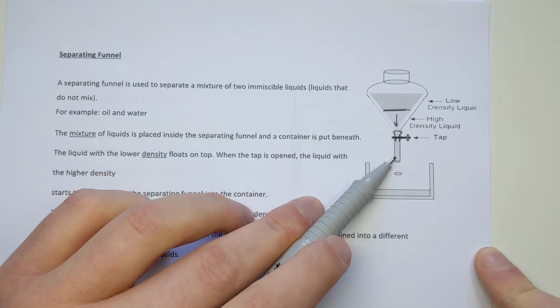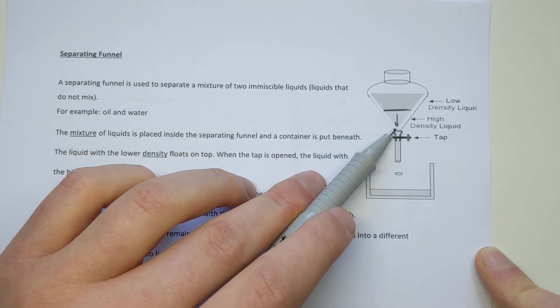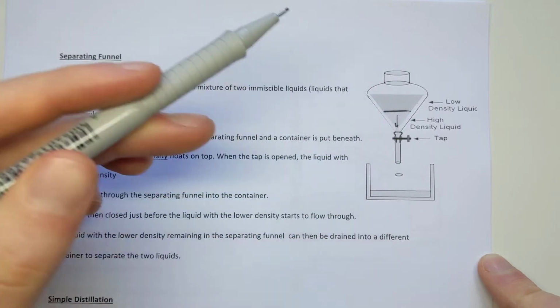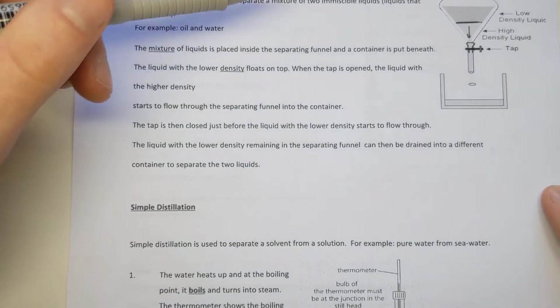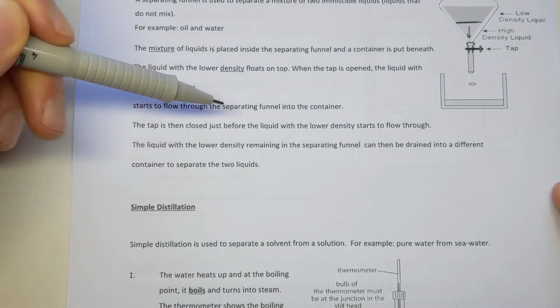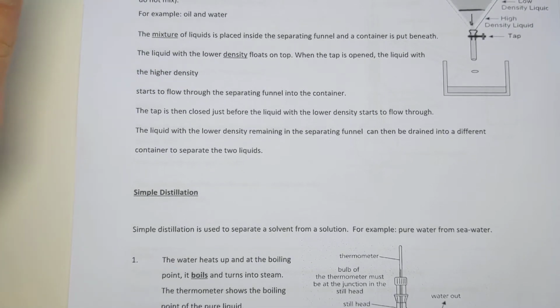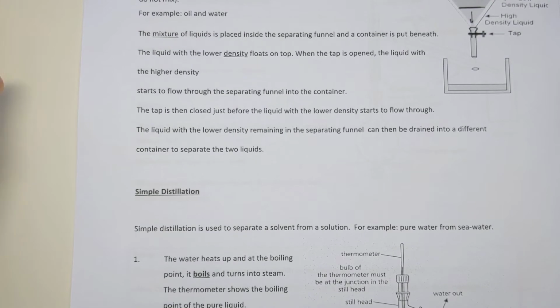So I open this tap, let it drain out into a beaker until it gets very close to that line where we're about to go into the next liquid, close the tap, change the beaker, and then open the tap again to get the next liquid out. As explained in this little paragraph here, when the tap is open, the liquid with the higher density, the heavier liquid, starts to flow through the separating funnel into the container. The tap is then closed just before the liquid with the lower density starts to flow through. The liquid with the lower density, which is the one on top because it's lighter, remains in the separating funnel and can be drained into a different container to separate the 2 liquids out.